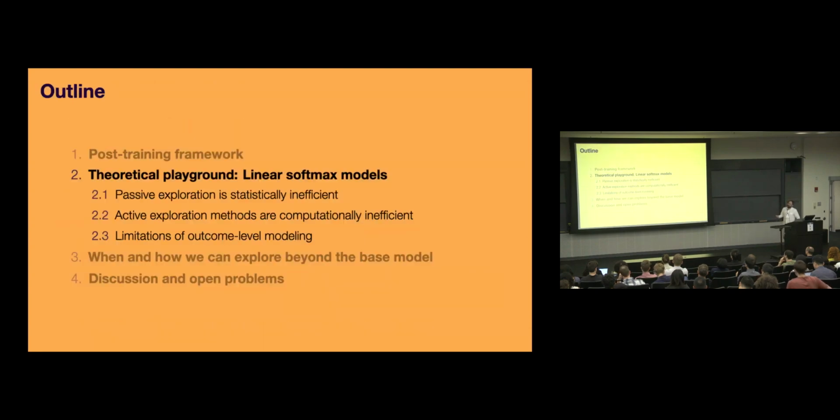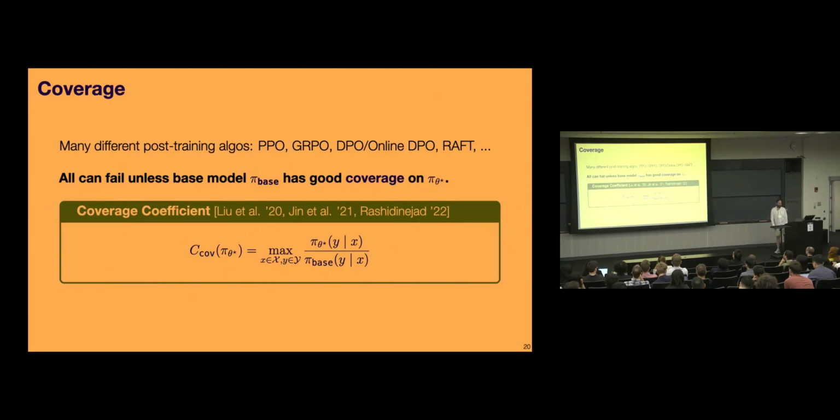Okay, and what I'll show now is, if we look at standard policy optimization algorithms, things like PPO, GRPO, DPO, if you've heard of these, all of these can fail to explore beyond the base model, even in this linear softmax setting. The way we're going to quantify this is through something I'm going to call coverage. This is the main way that we're going to formalize what it means for a base model to be good or bad in this talk. Formally, the coverage coefficient is just the worst case density ratio between the optimal KL regularized model in our framework and the base model that we're starting out with.